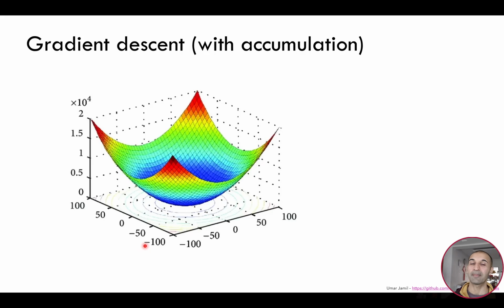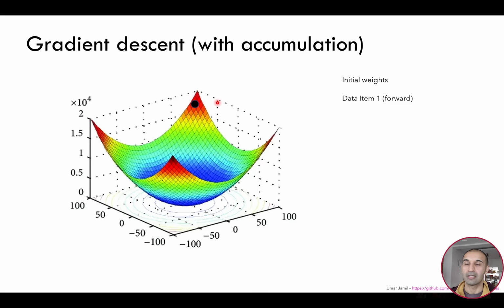Let's visualize what happens to our parameters and the loss function when we do gradient descent with gradient accumulation. So our initial weights are here because they are randomly initialized. We run the forward loop on the first item.